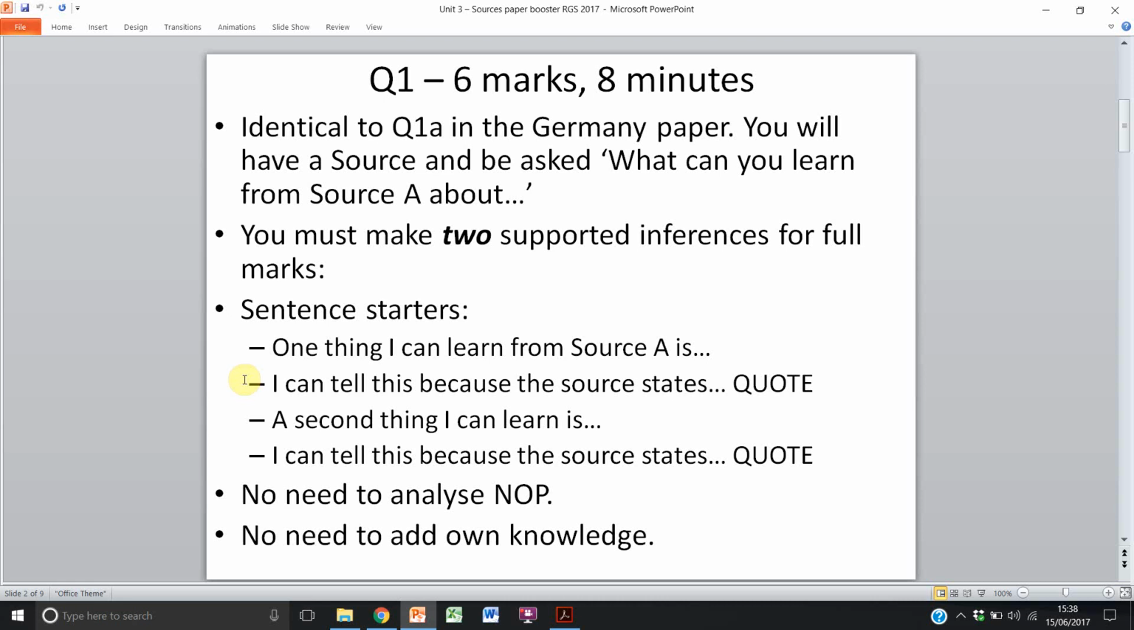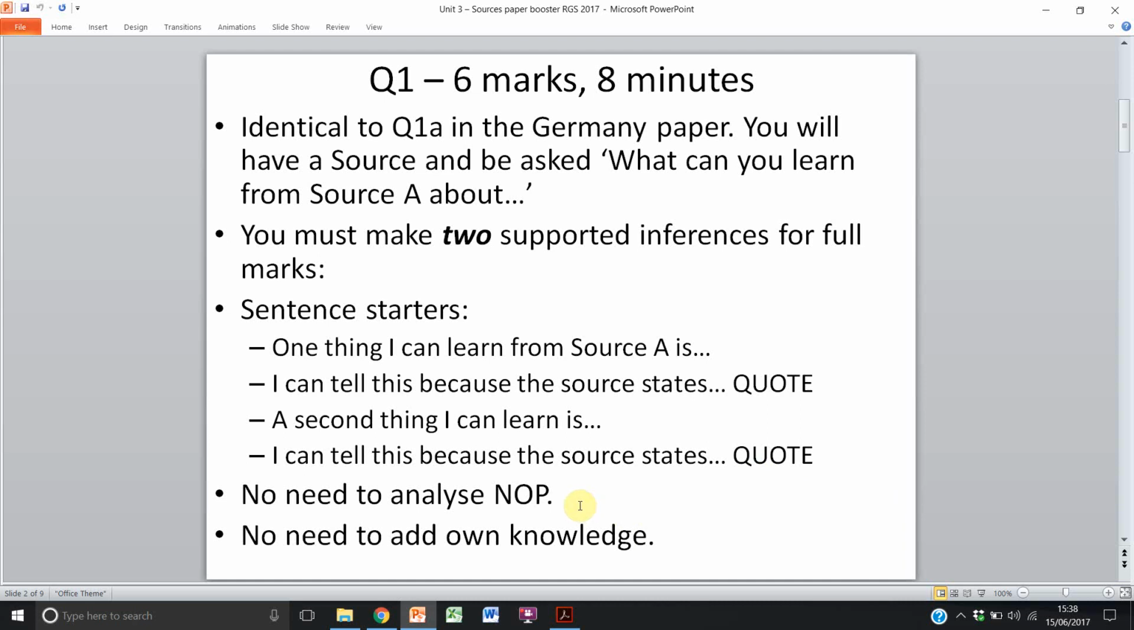One thing I can learn from source A is, and then you make your first inference. I can tell this because the source states, and then you need to give a quote from the source, and you show it's a quote by using quotation marks. And then a second paragraph: a second thing I can learn is, I can tell this because the source states, and then your second quote.